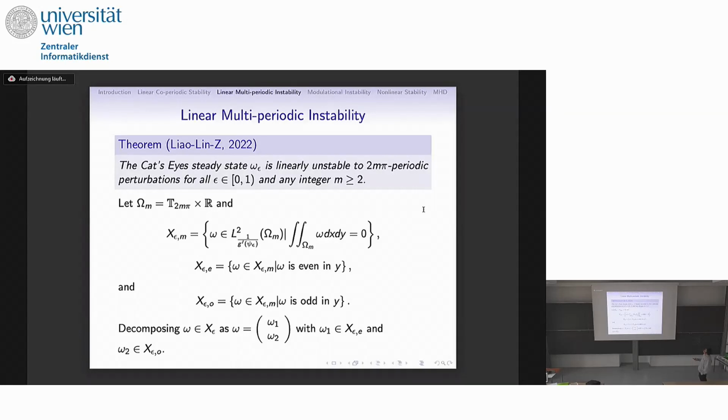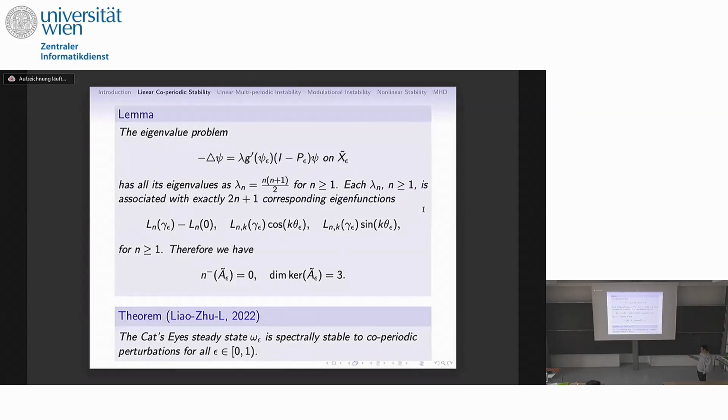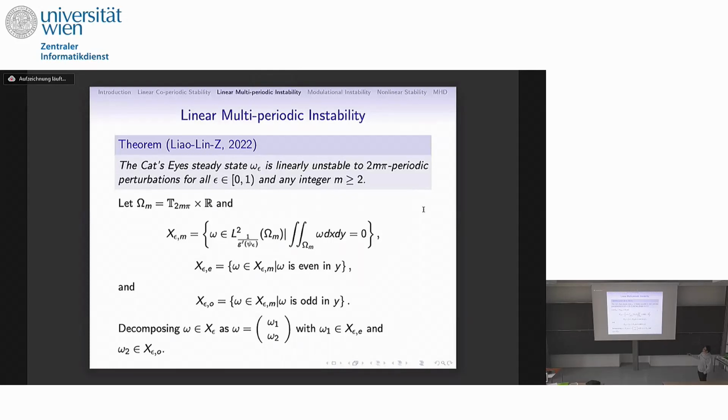Now let's look at perturbations of double period or triple period. In other words, you look at more than one eye. If you only look at one eye, it looks like it's stable for any epsilon between 0 and 1. How about the case when we look at two cat's eyes or three cat's eyes? We can prove it's always unstable. If you have two or more eyes, it is always unstable. So how do we prove this instability?